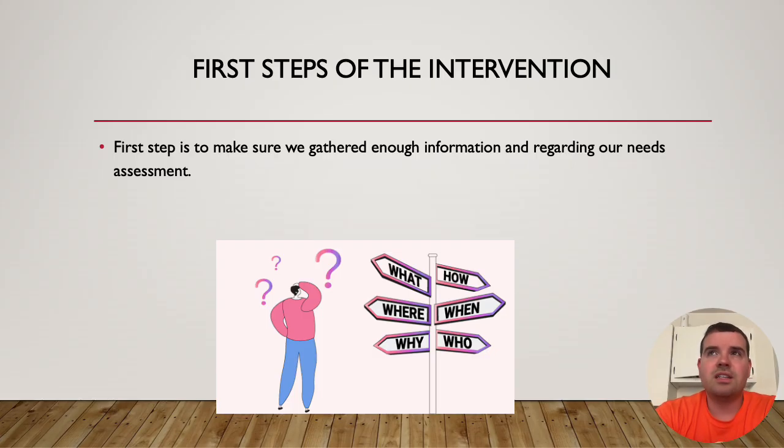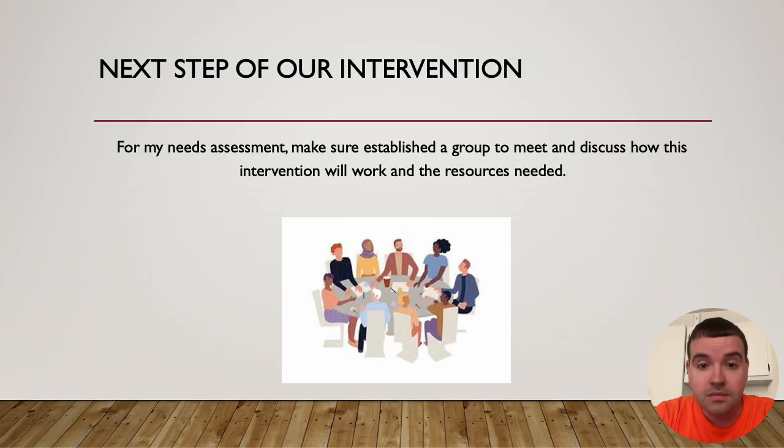So to piggyback off that, our needs assessment will always come first because we are trying to establish the information for the macro intervention. Okay, so our first step to the actual intervention, after we talked about our needs assessment, gathered all that information, and talked about theory, is to establish a group.